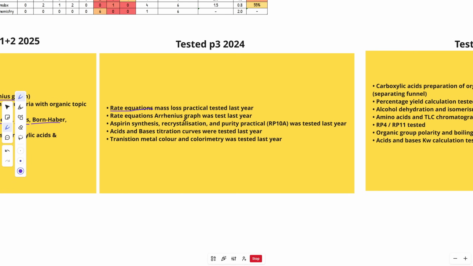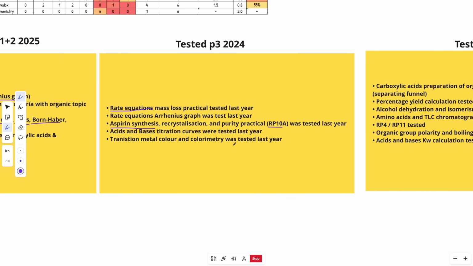All right, next up, we had an Arrhenius graph tested last year, and we had an Arrhenius graph tested this year already, so I don't expect that to come up again, to be honest. Aspirin synthesis went hard in 2024, and you also had recrystallization and the purity practical. So required practical 10A, this was tested, and I believe I've heard from my students that this was also tested this year, which is kind of weird, but they keep repeating the same practical over and over again for some reason. Acids and bases titration curves were tested last year, and these have also been tested this year in paper 2, so I'm pretty sure you're safe that these won't come up again, but who knows at this point.